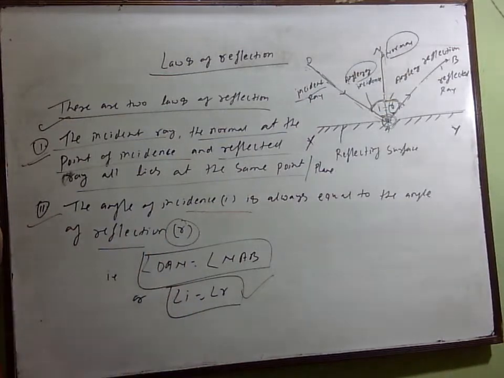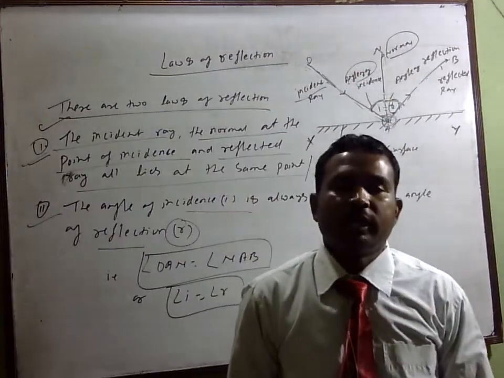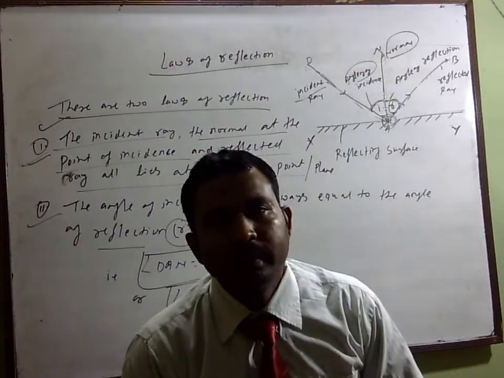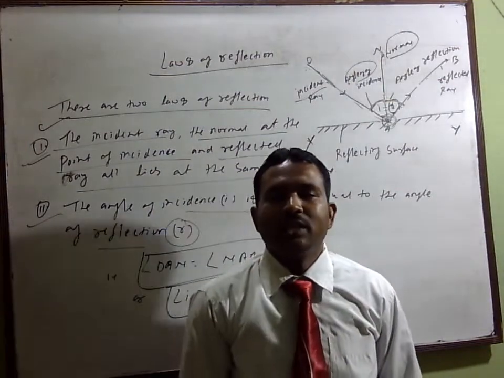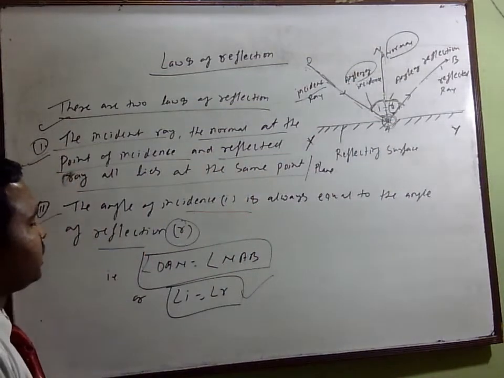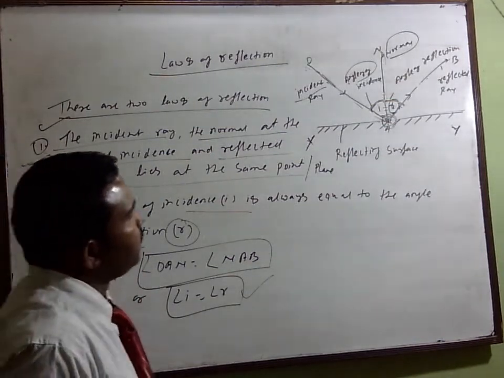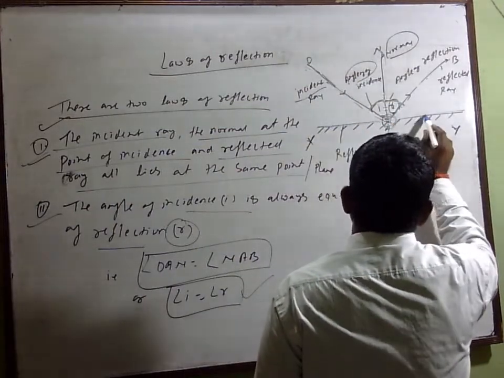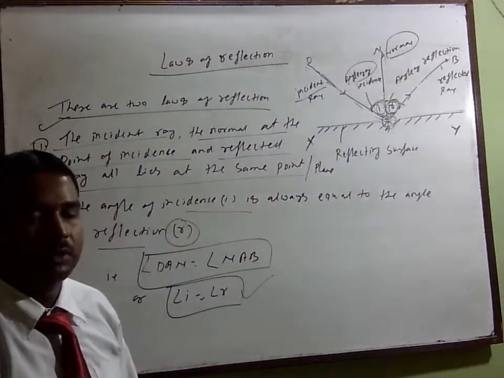So these are the laws of reflection whenever the ray of light falls on a reflecting surface. That may be straight or curved also, but it should be polished. Yes, it should be polished, and then according to the laws of reflection, you can see that when the ray of light falls on this reflecting surface, the angle of incidence and angle of reflection both are equal.